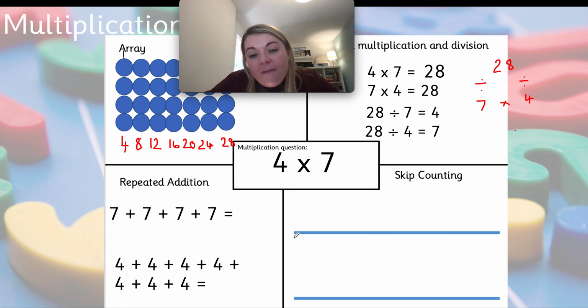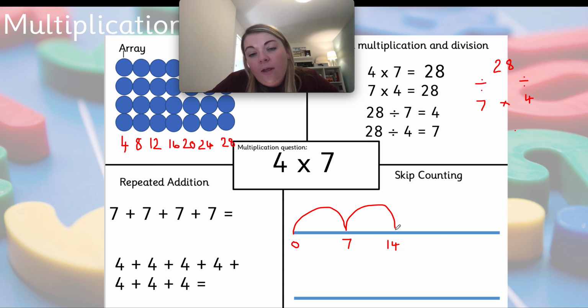So if you are skip counting in 4s, you could use your repeated addition to help you. So I'm going to start in 7s up here. So 1 group of 7. So I start at 0. There's 1 group of 7. There's another group of 7. So 7 add 7 is 14.